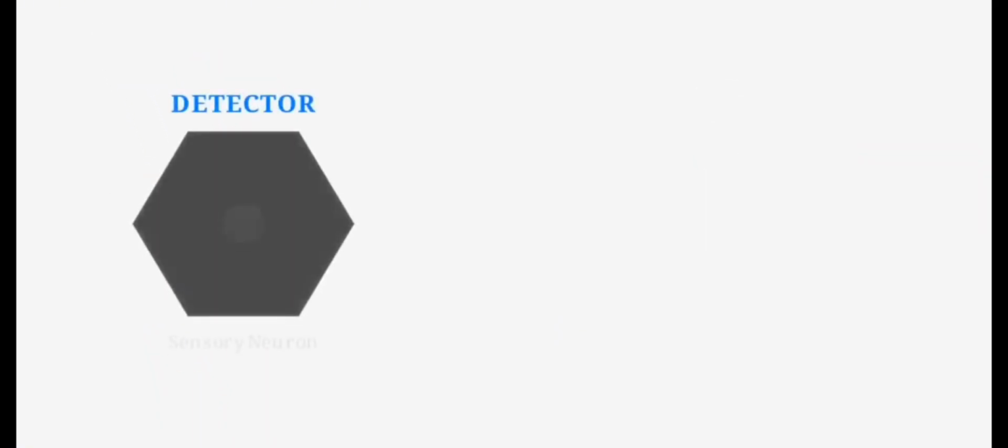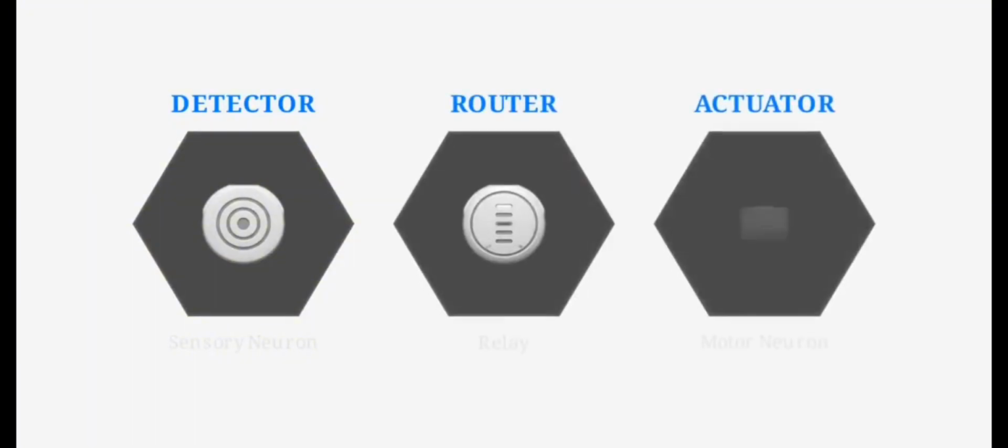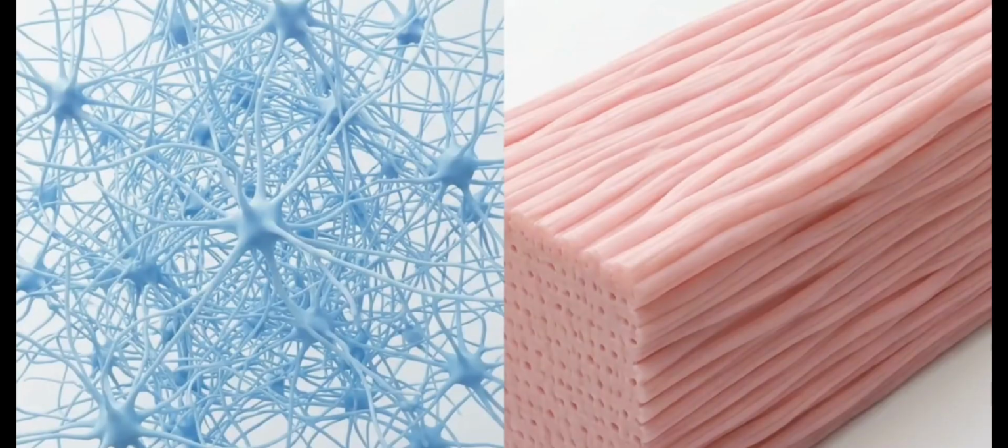The circuit relies on a specific functional taxonomy: the sensory neuron as the detector, the relay as the router, and the motor neuron as the actuator. By bypassing the brain, the reflex arc trades complex thought for the raw survival utility of immediate mechanical actuation.